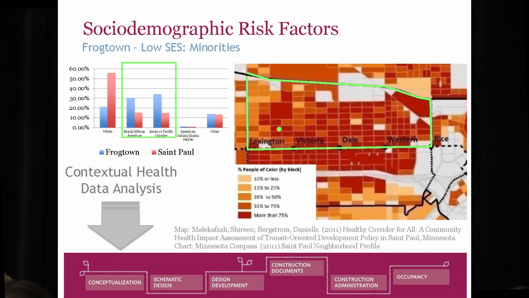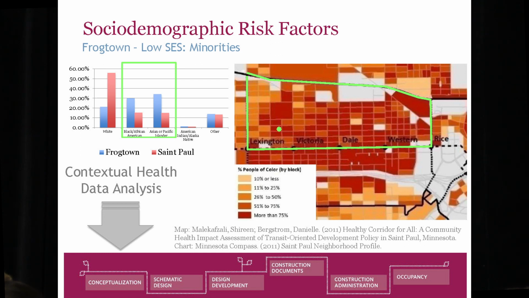So, let's look at Frogtown itself, and you can see that the site is the green star. And in terms of one of those sociodemographic risk factors that I mentioned, the low socioeconomic status, the Frogtown neighborhood in general has a much higher percentage of Black and African American as well as Asian or Pacific Islander populations. You can see that in the green box over on the left.